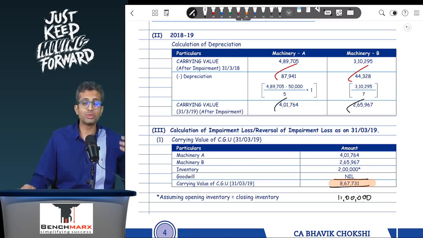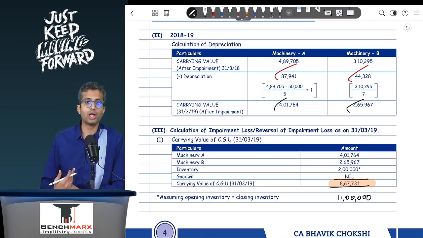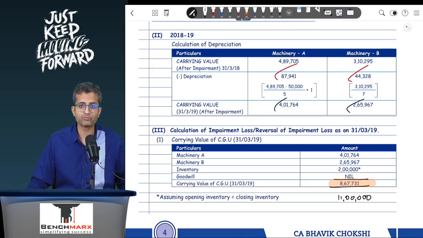However, assuming there is an improvement in service potential, there can be a possible reversal of impairment. Now reversal of impairment cannot be done for goodwill, but it can be done for other assets, and as a result you will see possibly if there is a reversal possible for machinery A and machinery B.